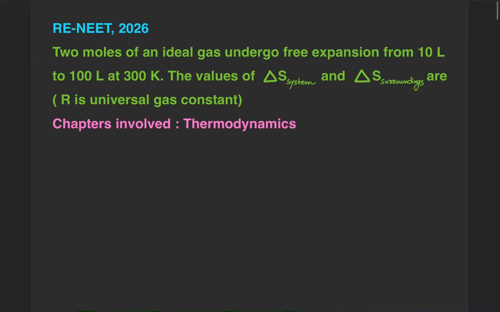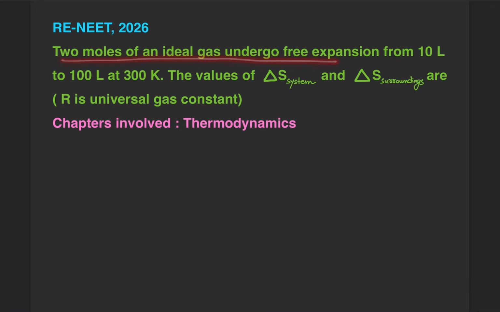Hello everyone. So this is a question from RE-NEET 2026. 2 moles of an ideal gas undergo free expansion from 10 liters to 100 liters at 300 Kelvin. The values of delta S system and delta S surroundings are... R is the universal gas constant. The chapter involved is thermodynamics.